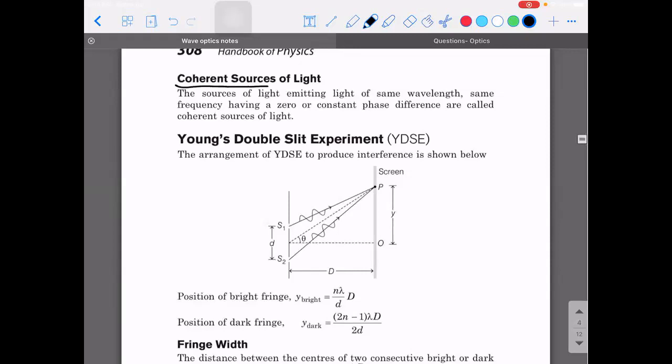Next, coherent sources of light. The sources of light emitting light of the same wavelength, same frequency, having zero or a constant phase difference is what we call coherent sources of light.